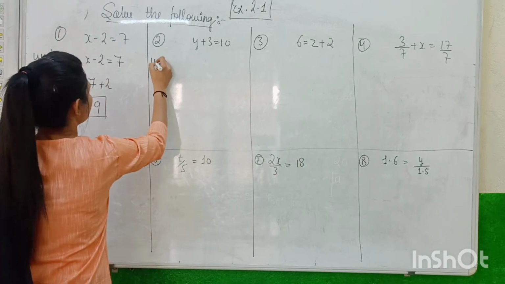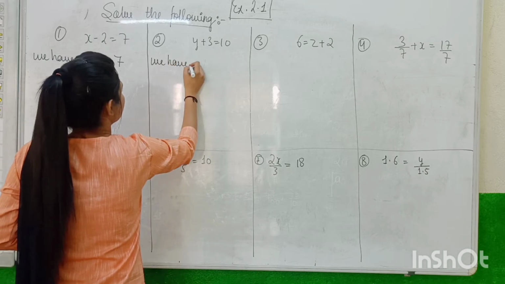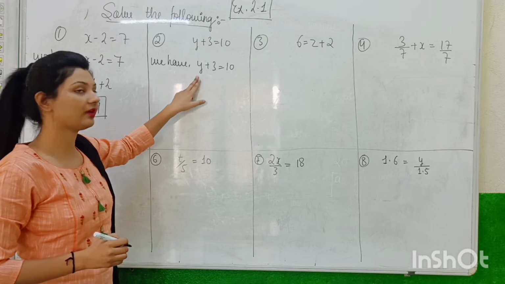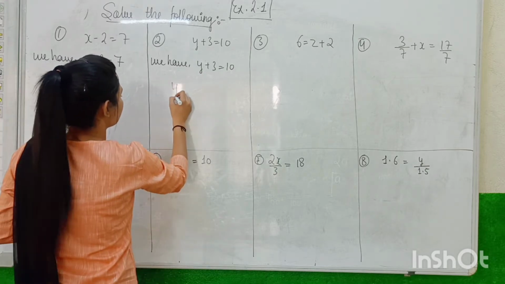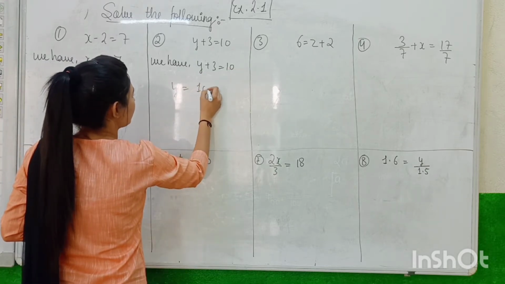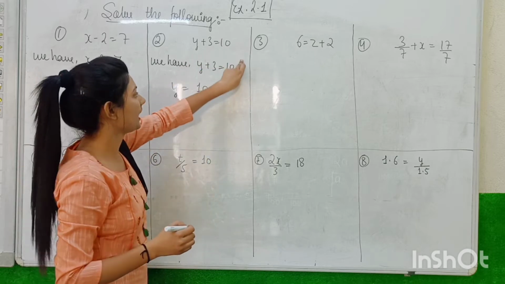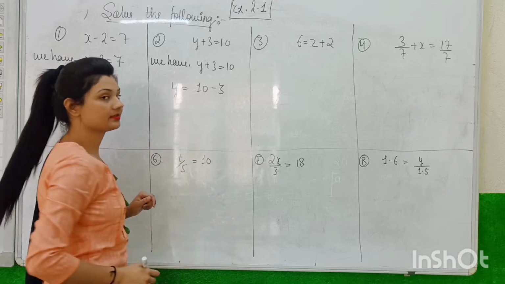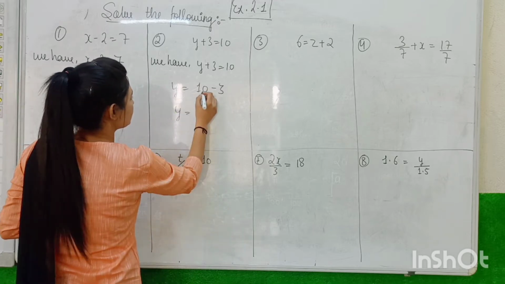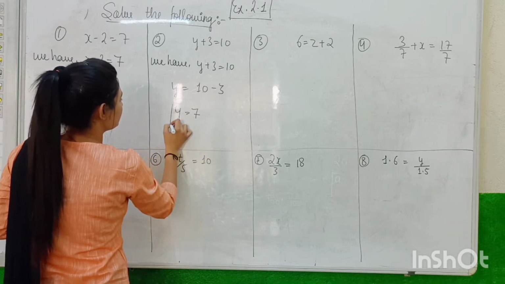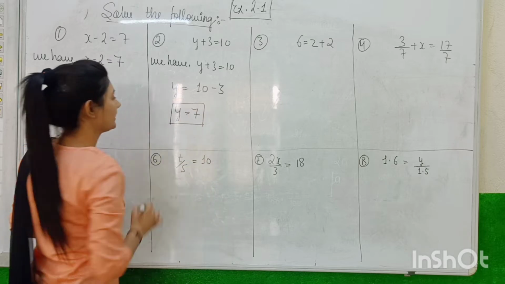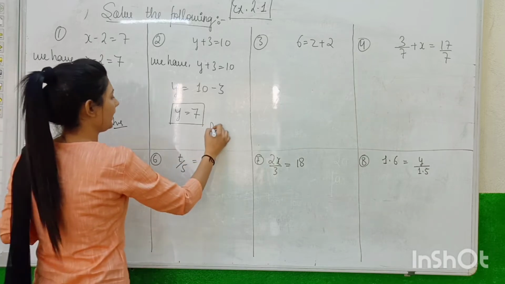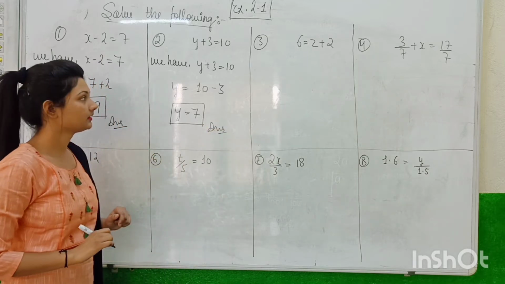See here also what we have, y plus 3 is equals to 10. Now this y will be kept in the LHS, equals to 10, and this plus 3 will go to the RHS part. So this plus 3 will become minus 3. So 10 minus 3 is equals to 7. So the value of y is 7. This is the answer.